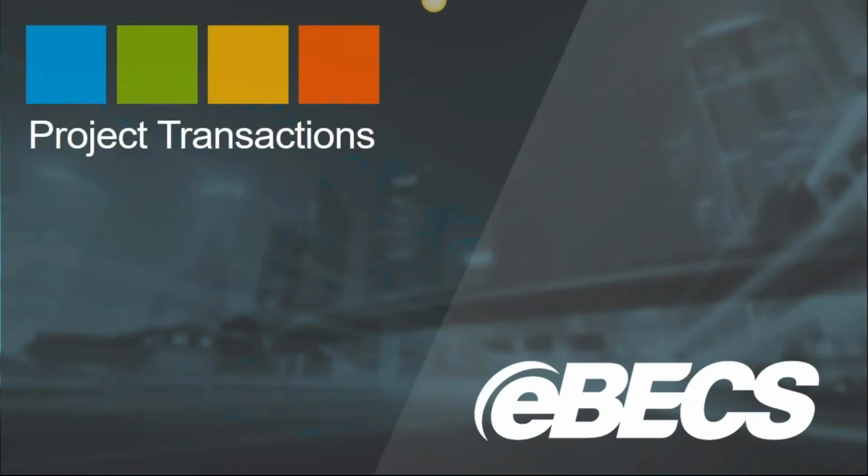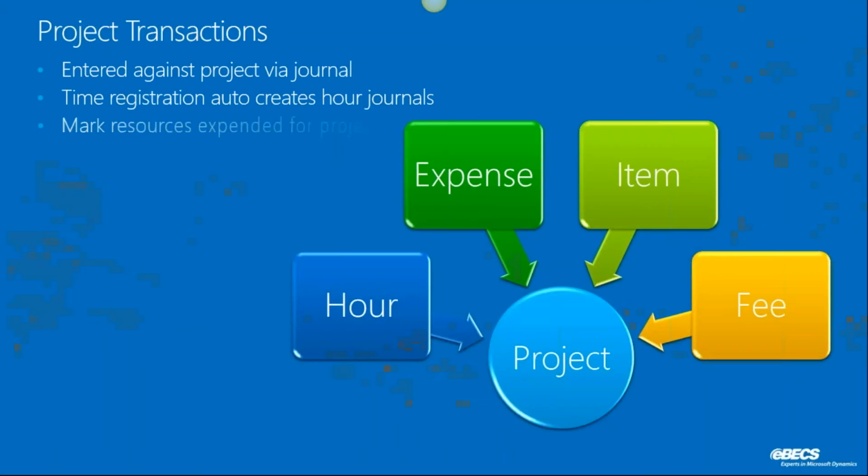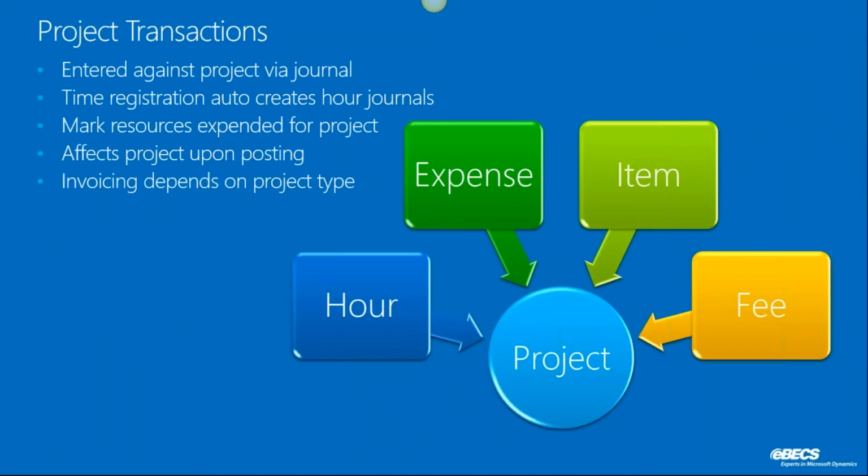So we're going to jump back into AX7, the presentation. And now we'll just cover project transactions. The four project transactions we talked about will be the same as 2012, and all of these are based on actually inputting it into journals, or if you're working with time registration. Some customers we've worked with in the past do use time registration, and when workers use it, it will automatically create hour journals as well. So you can have it set up that way so that each employee or the project manager doesn't have to manually add in the hours.